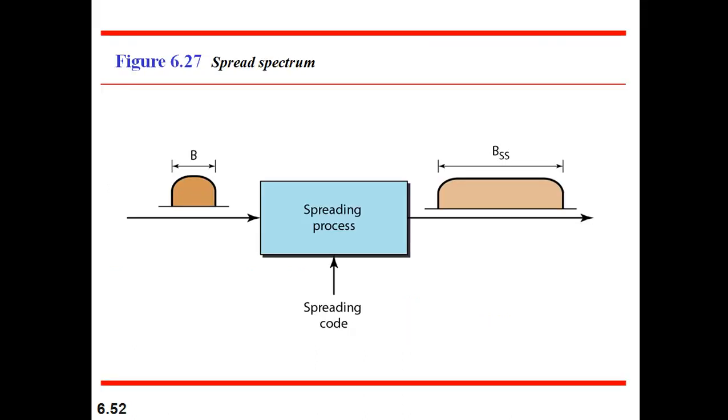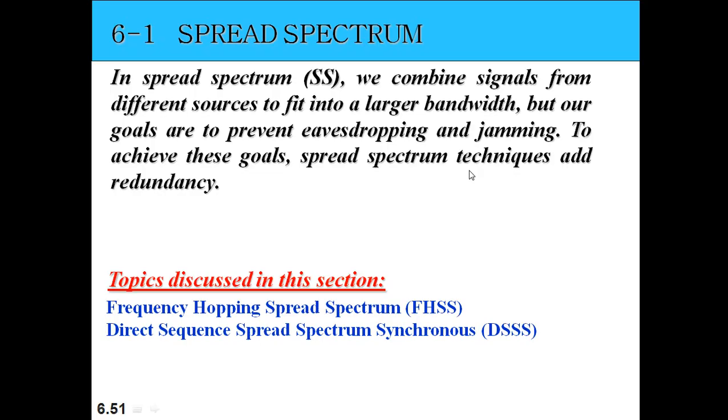This is the spreading process. The station requires a bandwidth of B. The spreading process applies some spreading codes and expands the bandwidth to B_SS. Here we use two approaches or methods. One is frequency hopping spread spectrum, that is FHSS, and the second one is direct sequence spread spectrum, that is DSSS.